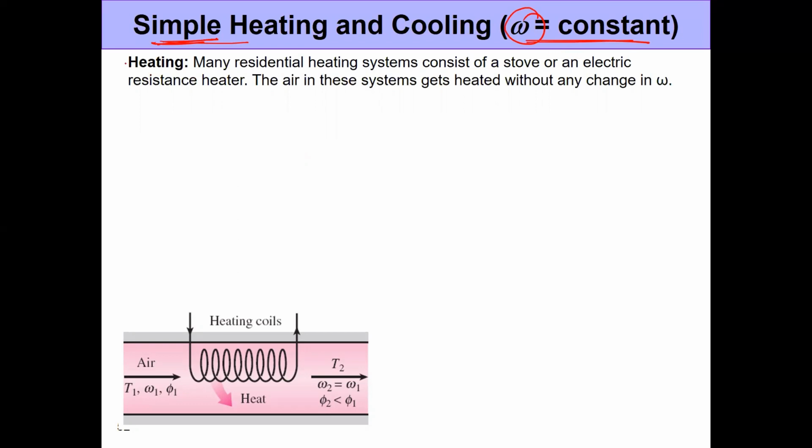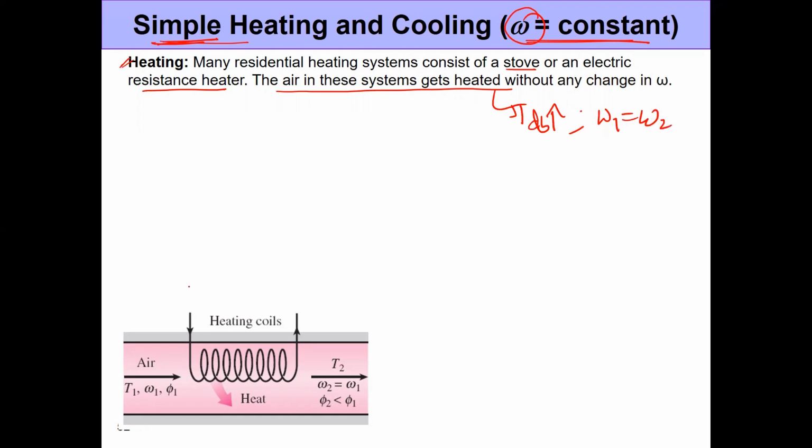So let's start with the heating process. The heating process is something that we use very frequently in winter, and a lot of our residential heating systems in Saudi Arabia consist of an electric resistance heater. In some other parts of the world, they burn fuel, either gas or oil, to heat up the air, and the air in the systems simply gets heated, right? Its dry bulb temperature increases without causing any change in omega. So omega 1 is equal to omega 2, right?